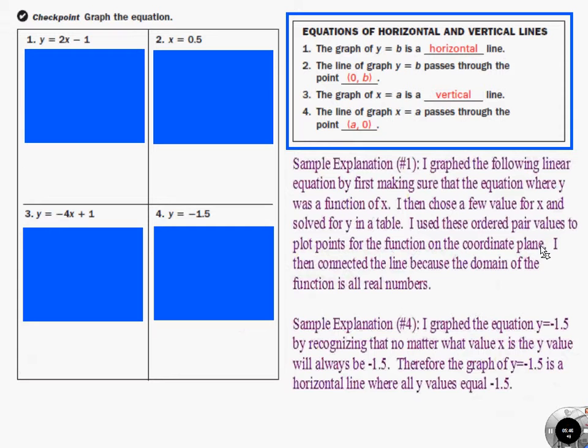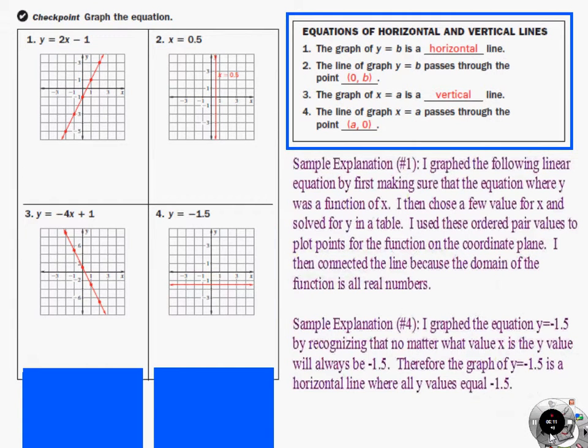And conversely, the graph of x equals a, or any value, is always going to be a vertical line. And the line of graph x equals a will pass through the point a, 0, whatever value a is. Now, please pause this video and begin working on questions 1 through 4 for the checkpoint.